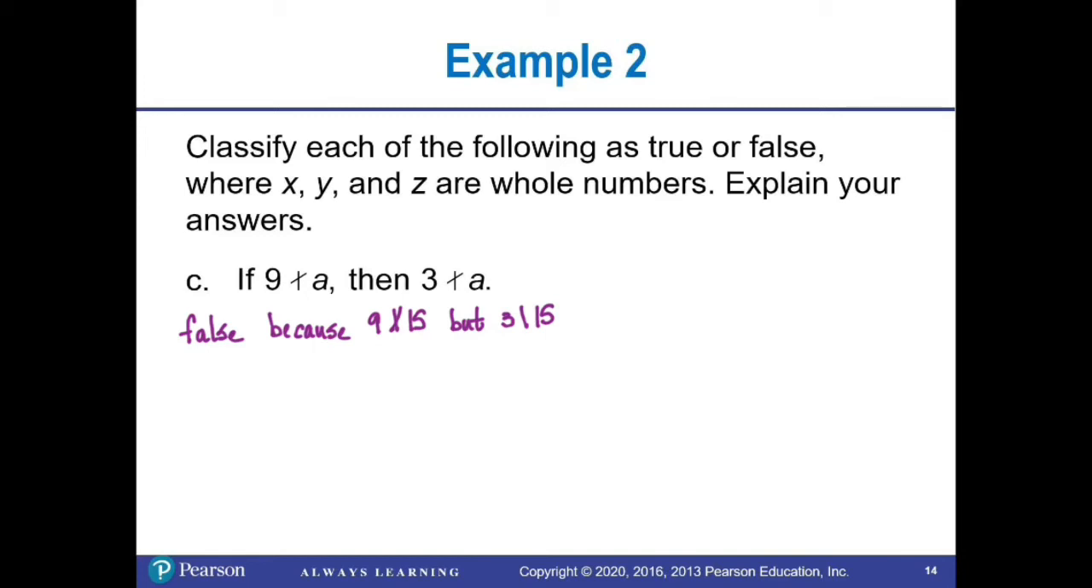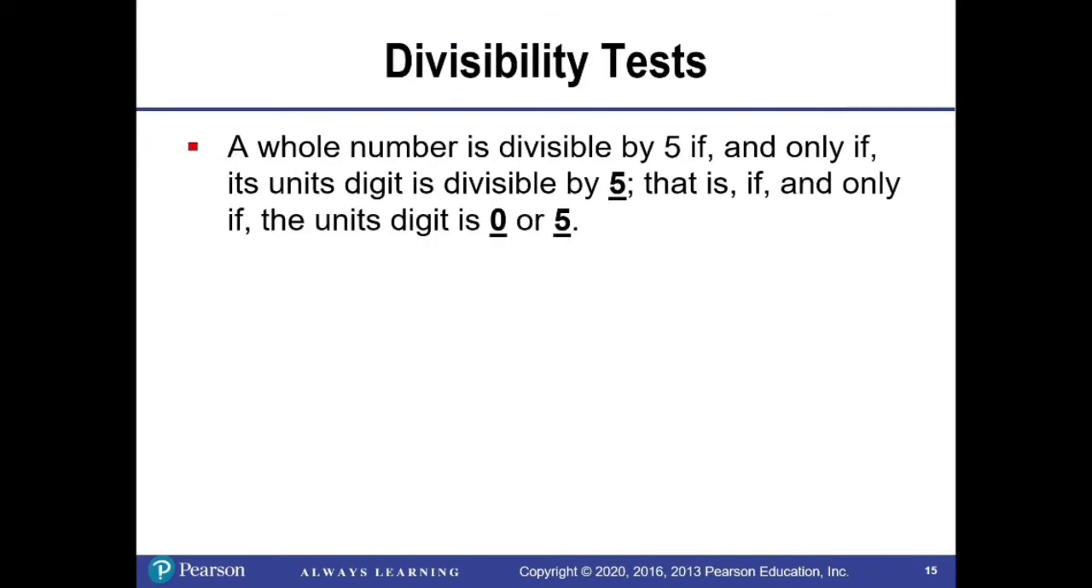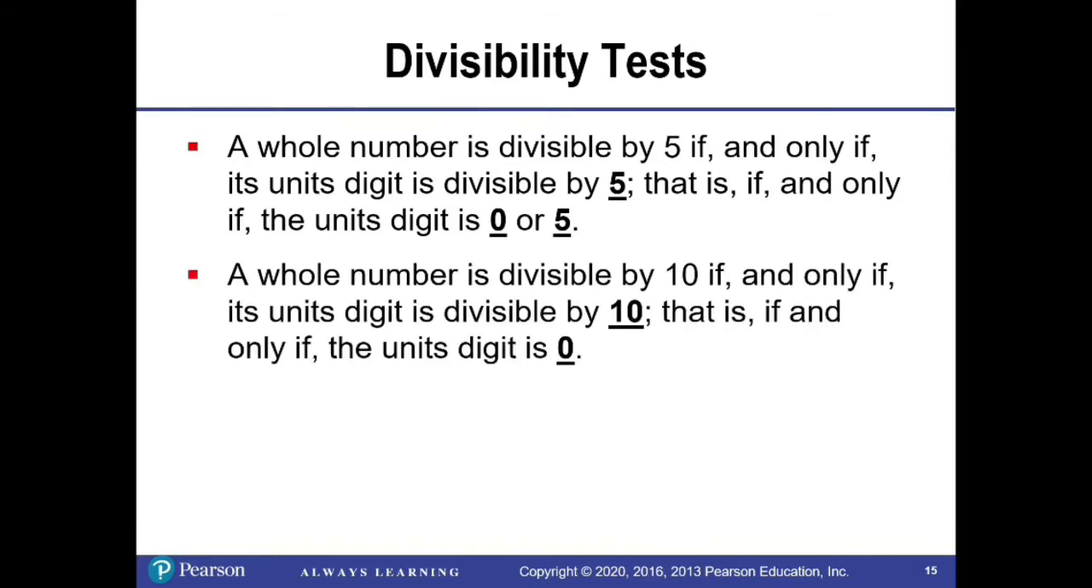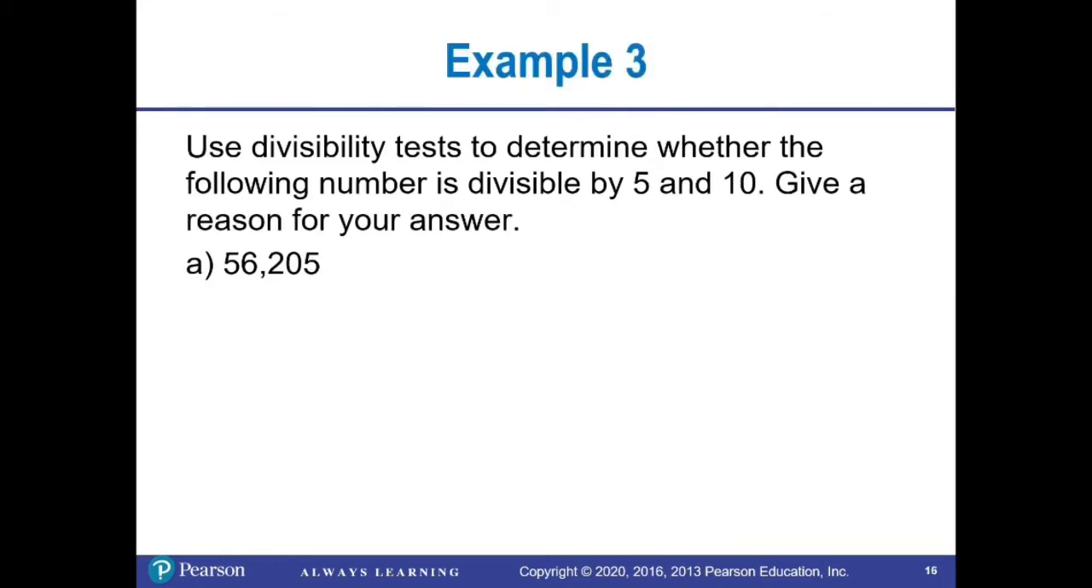The next topic that we're going to cover in this section is divisibility tests. So let's start with divisibility tests for 5 and 10. A whole number is divisible by 5 if and only if the units digit is divisible by 5. So that means we need to have a 0 or 5 for our last digit. Now, if a whole number is divisible by 10, its units digit is divisible by 10. In other words, the last digit is going to be 0.